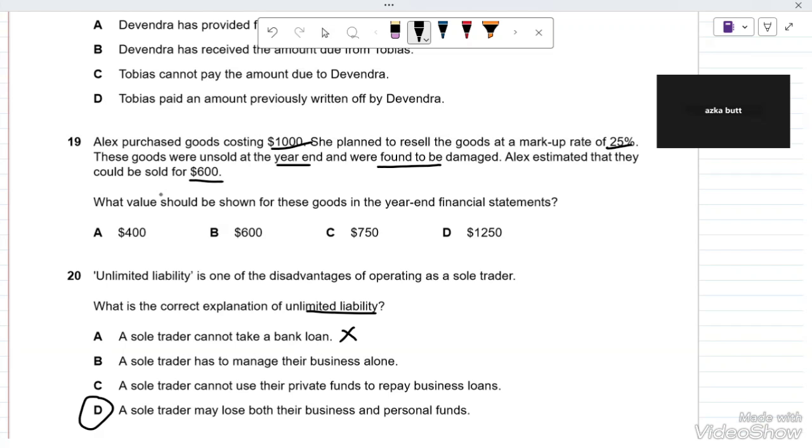Okay, so what does it mean? We have to see what value should be shown for these goods in the year end financial statements. Its cost is $1,000, and its estimated resale value is $600. Inventory is valued at the lower of cost or net realizable value. So here the realizable value is 600. So it means that B option is the right option.